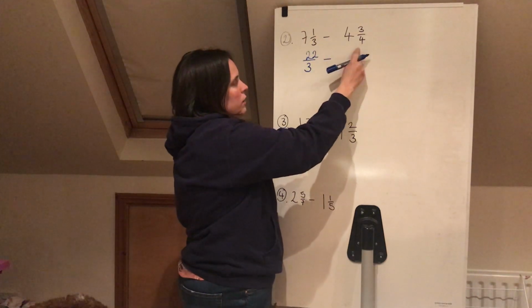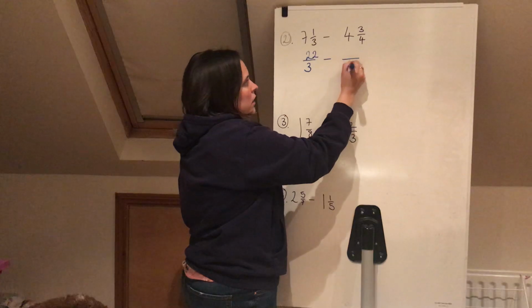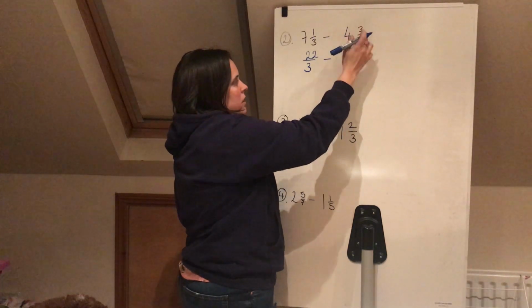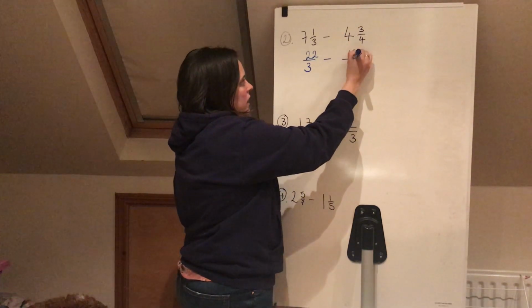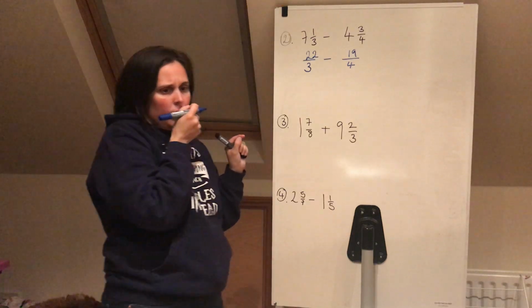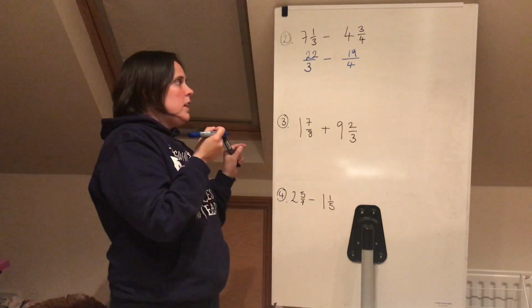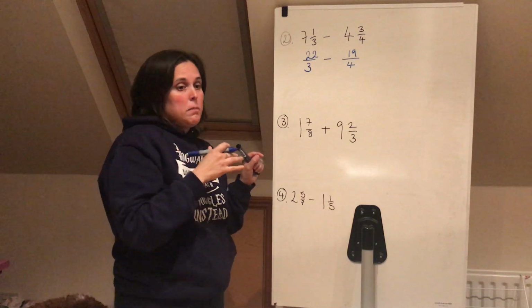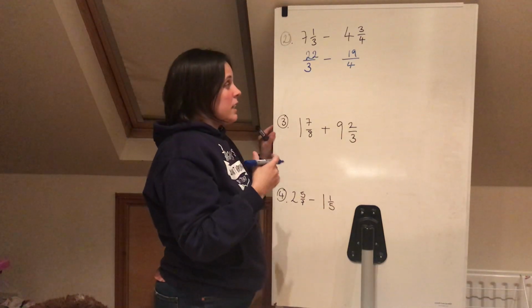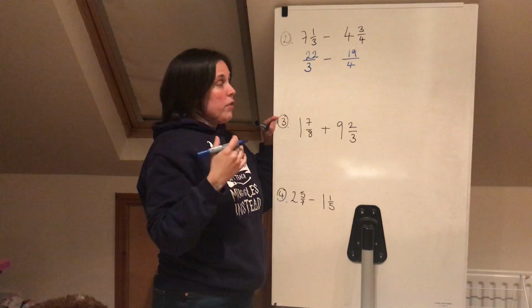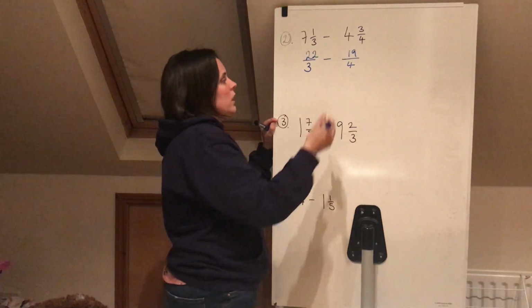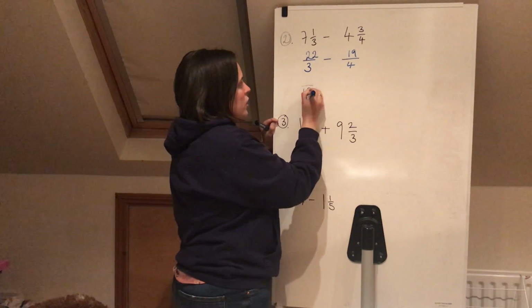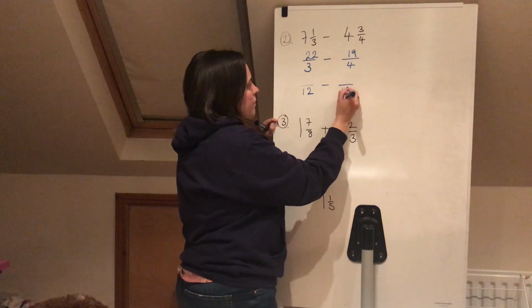Take away 4 times 4 is 16. 16 plus the 3 is 19. Okay, so that's what we get. Now we've got to make sure then that we convert our denominators to be exactly the same, and in this case the lowest common denominator of 3 and 4 is 12, so I need to change them into 12ths.